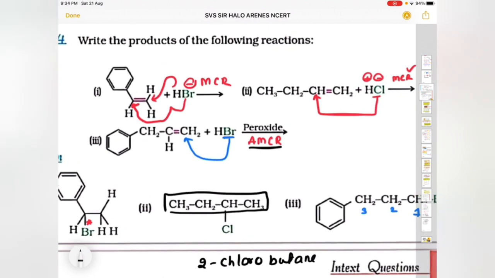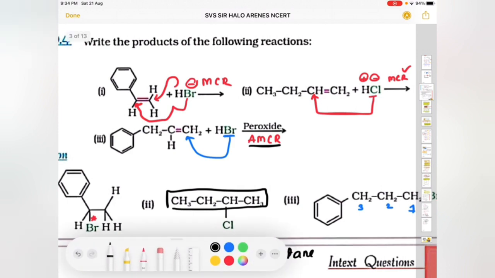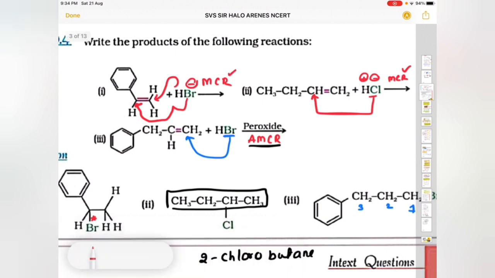So the first one you see, here HBr is given. We know very well HBr means we have to follow Markovnikov rule. The negative part of the reagent is added to the carbon containing less number of hydrogens. Hydrogen is added to the carbon containing more number of hydrogens. So therefore the major product is this.